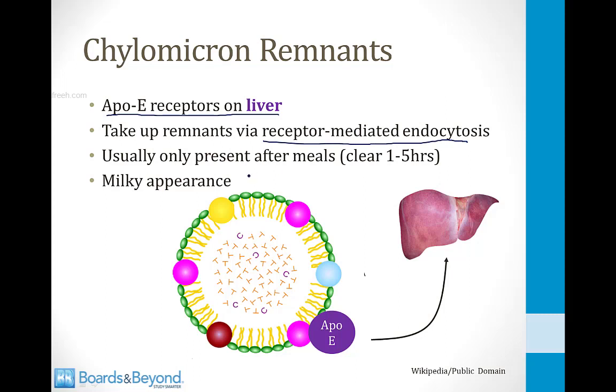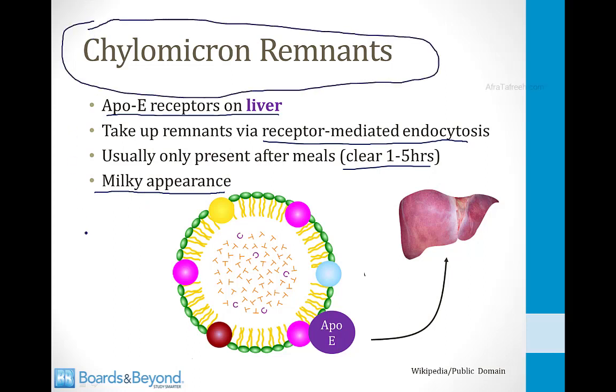Chylomicrons are only present after you eat a meal. When you eat a meal rich in triglycerides or fatty acids, the amount of chylomicrons in your plasma increases, but then they clear about 1 to 5 hours later as all the triglycerides are hydrolyzed and as the remnants are taken up by the liver. If you draw the blood of someone who's just eaten a fatty meal, you will see a milky appearance to the plasma, and that's because of all those chylomicrons that are present carrying the triglycerides and fatty acids.